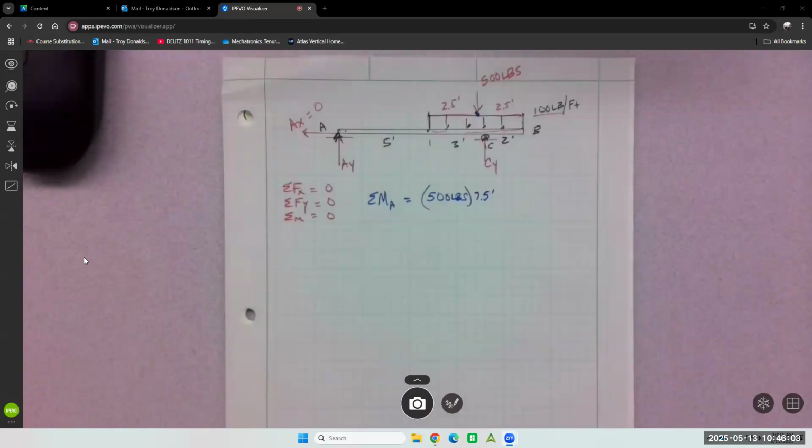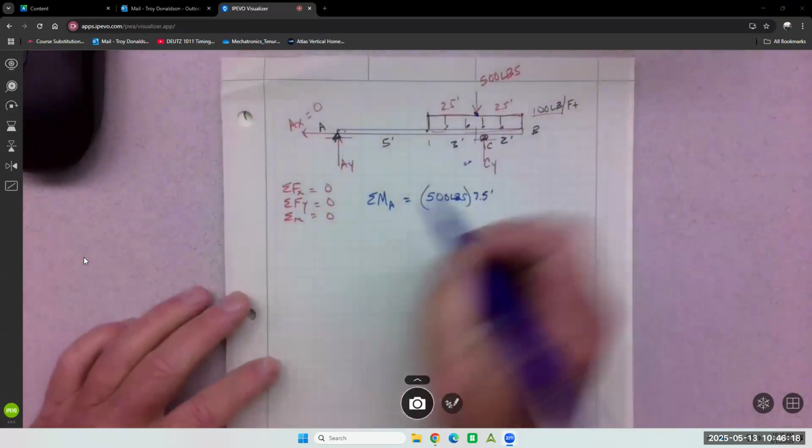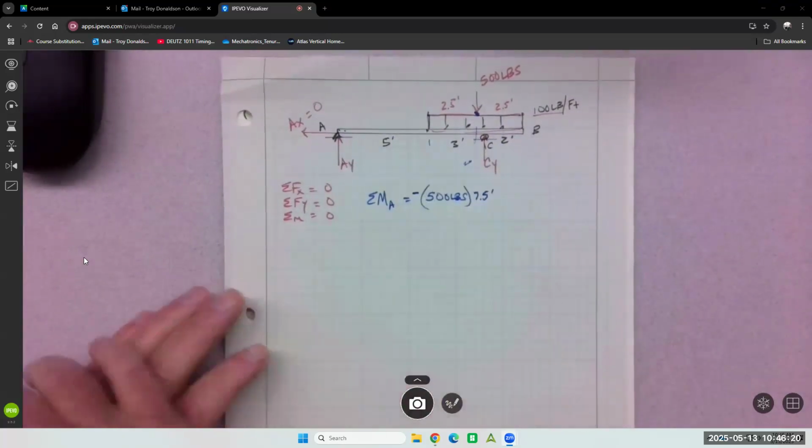That's the perpendicular distance. And then how do we put the sign? What do we know about the sign of a moment? Yeah, counterclockwise is positive, clockwise is negative. So this is rotating clockwise, negative.